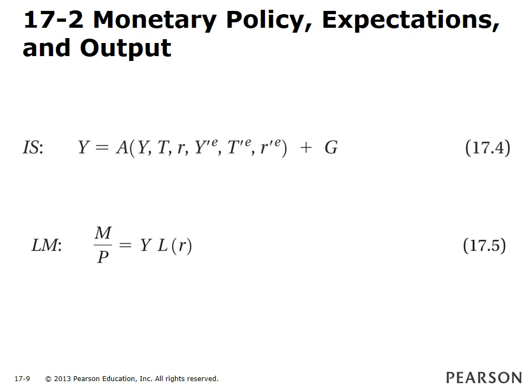In contrast, spending in the IS relation depends on both current and expected future real interest rates. Economists sometimes state this distinction by saying that while the Fed controls the short-term nominal interest rate, what matters for spending and output is the long-term real interest rate.